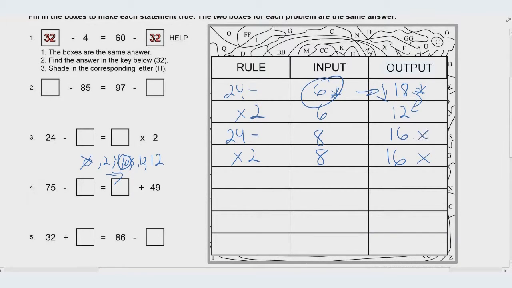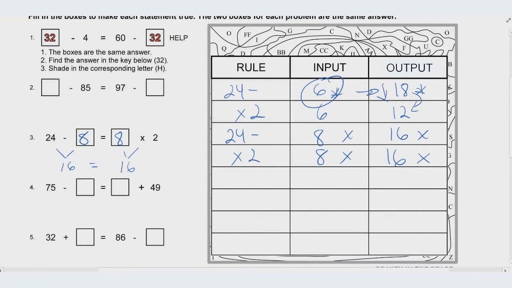As you can see, the outputs are the same and the inputs are the same, which means this has to be 8 and 8. And again, if you look at it, 24 minus 8 gives us 16, and 8 times 2 gives us 16. They are the same, they are equal, so our statement is correct.